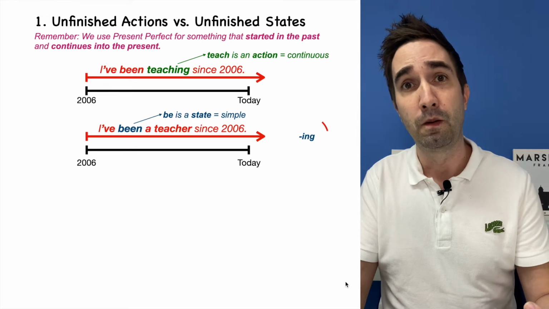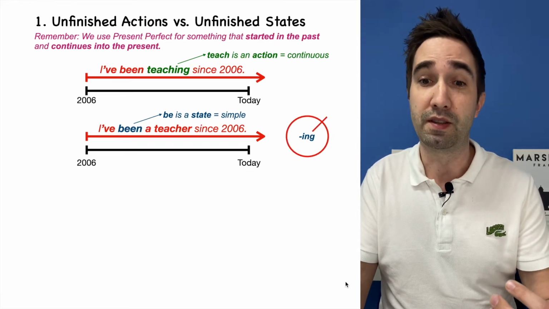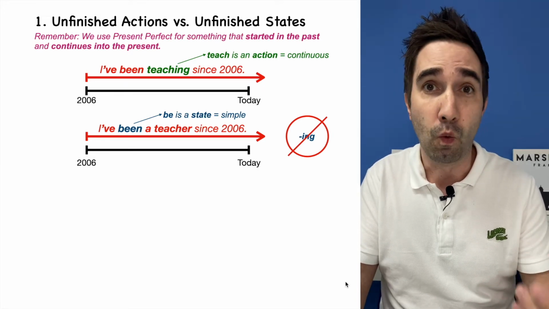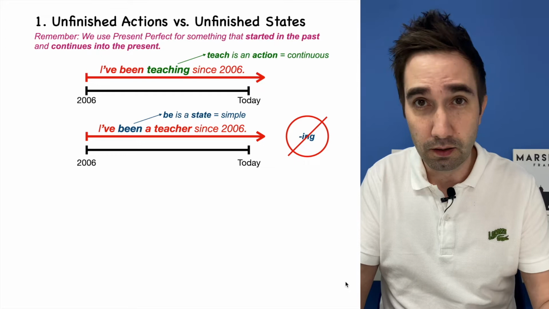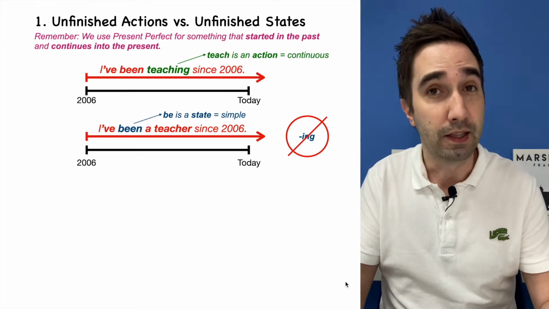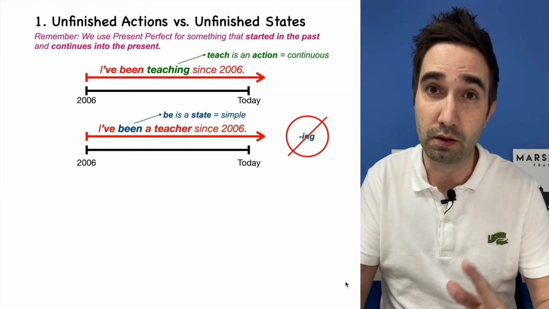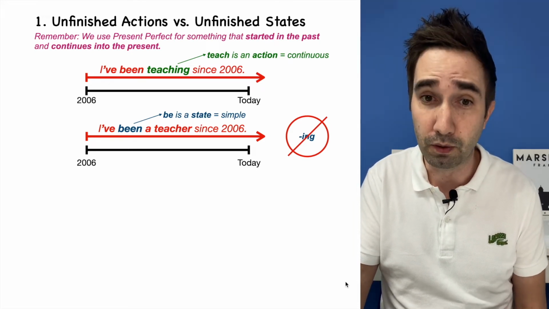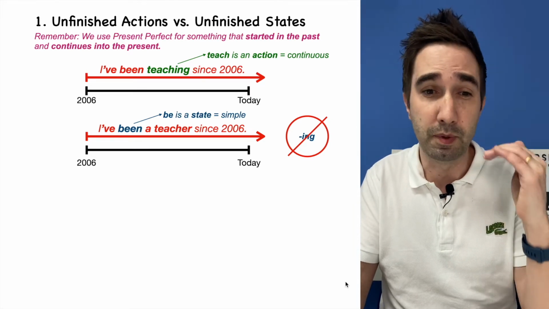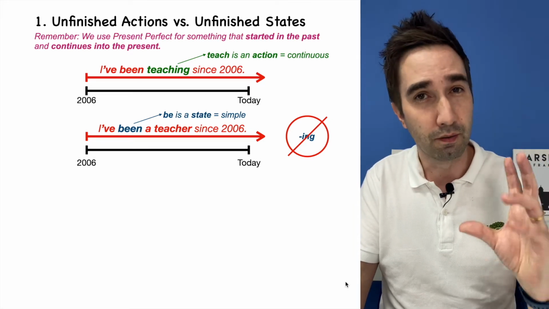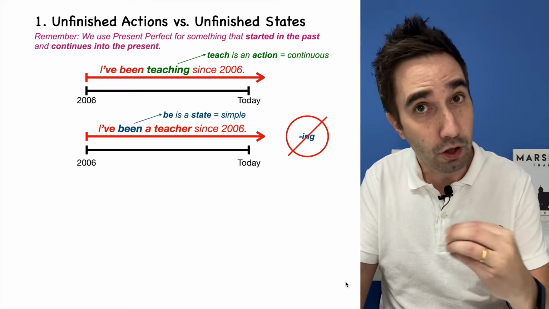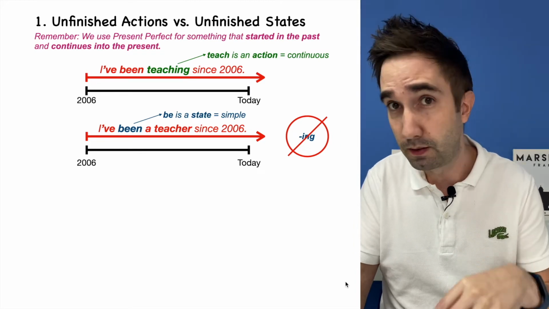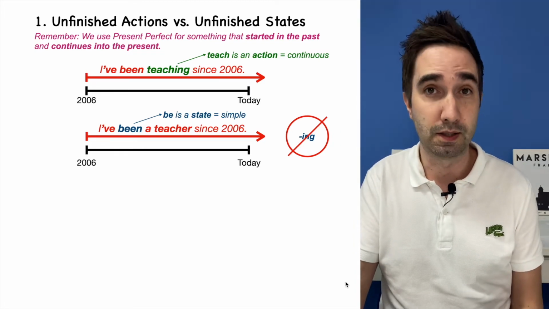So remember with state verbs, we don't use ing. So want, need, like, love, own. These verbs we don't use with ing. So that's kind of lucky. They're always going to be used with present perfect simple. So again, they have the same meaning. I've been teaching, I've been a teacher. Just the verb changes. If the main verb is an action, we can use ing. If the main verb is a state, we just keep it with present perfect simple.